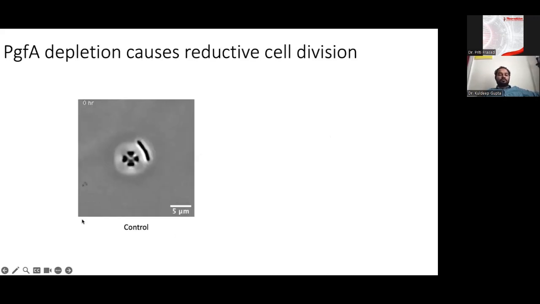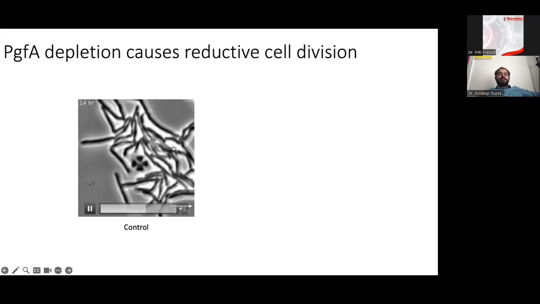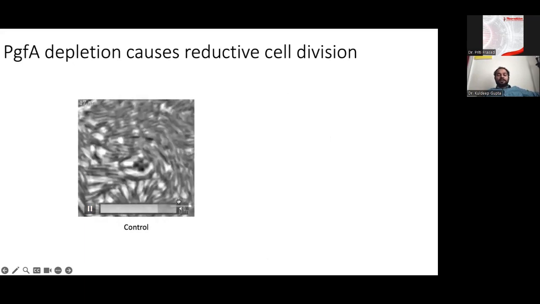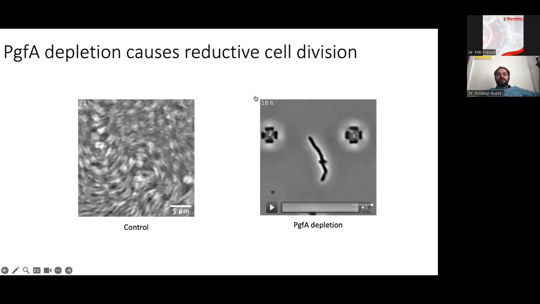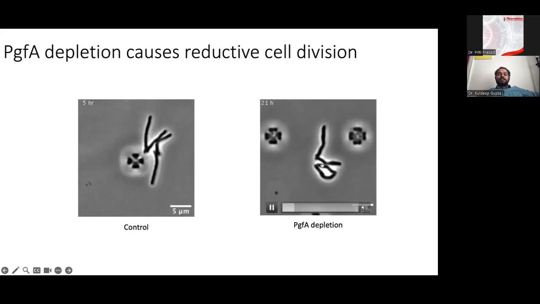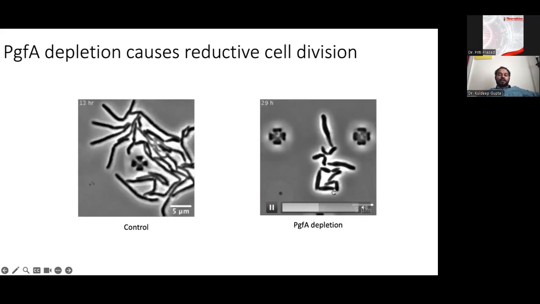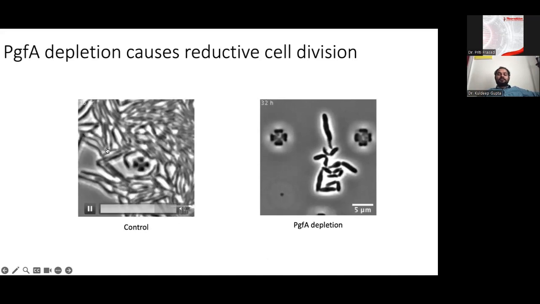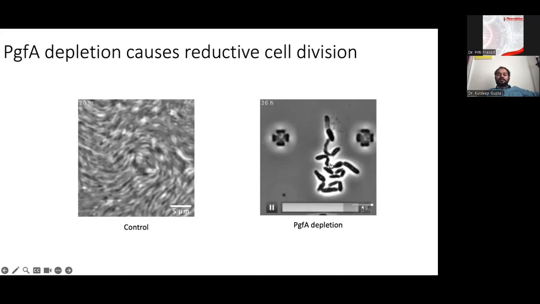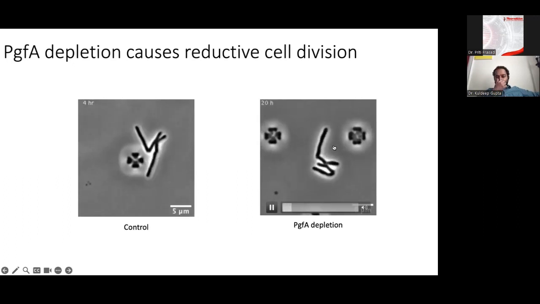Using microscopy, we also showed that. In this time-lapse video, the bacteria are growing happily. When I delete the gene of interest, that is PGFA, or deplete it using transcriptional repression, you can see that bacteria eventually stop growing. If we compare it to the video on the left, here you can see bacteria clearly dying in the absence of PGFA.